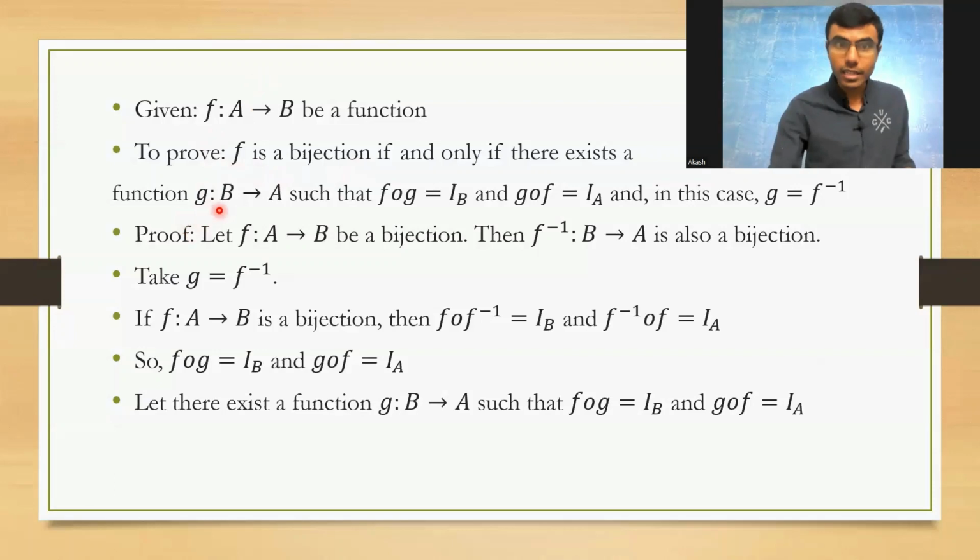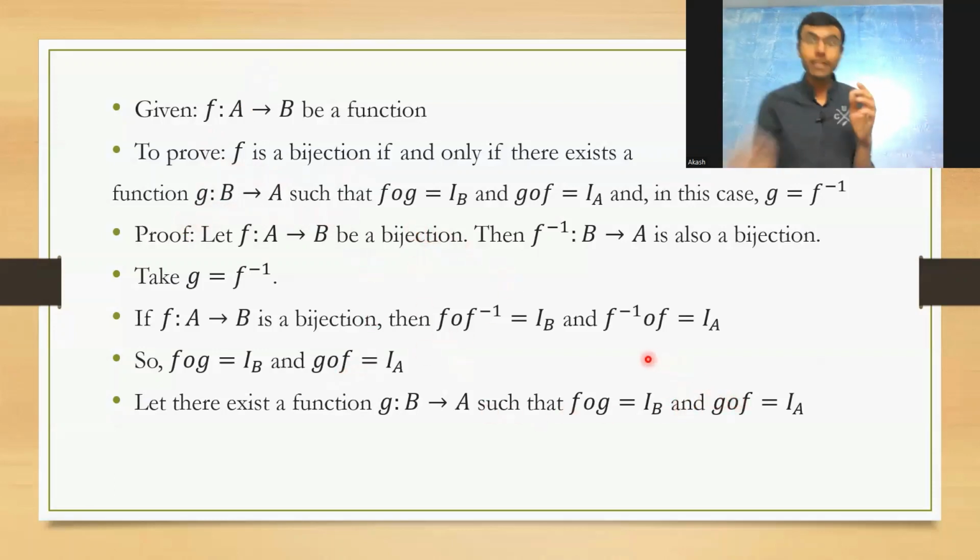If g maps B to A is a function such that f circle g equals IB and g circle f equals IA, then there are two things which I need to prove. What are the two things? The first thing is that f is a bijection, and the next thing is that g is equal to f inverse. Fine, this is what I need to show.